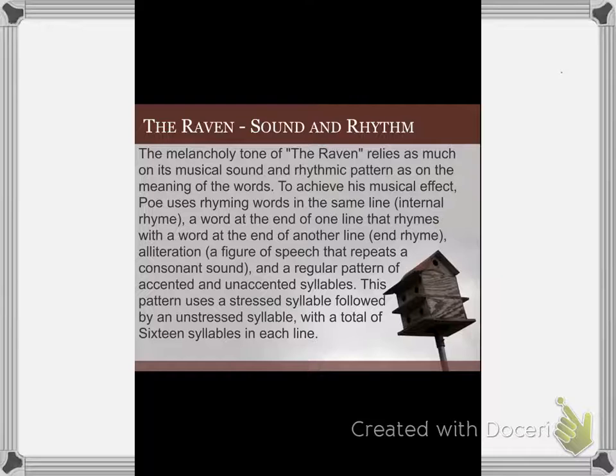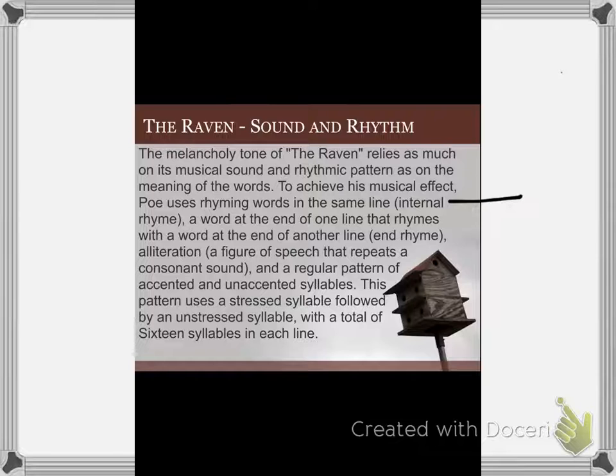The Raven: sound and rhythm. The melancholy tone of The Raven relies as much on its musical sound and rhythmic pattern as on the meaning of the words. To achieve his musical effect, Poe uses rhyming words in the same line. We call that internal rhyme. He uses words that rhyme within the same line, so they're not necessarily at the end of the line. There are 2 words within the same line that rhyme. A word at the end of one line that rhymes with a word at the end of another is end rhyme. That's what we're used to.